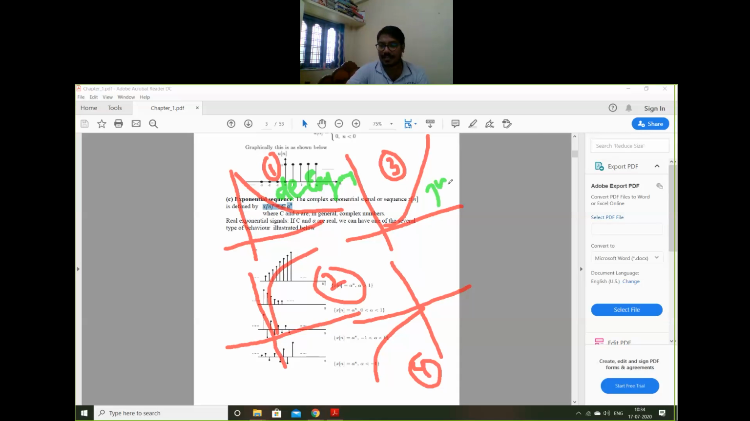Exponentially increasing. So this is called exponentially decaying. This is called exponentially increasing. This is also exponentially increasing, and this is also exponentially increasing. But the position is different. This one I started from 0. This one I started from some infinity, ending at 0. And this I started at 0, ending at some infinity. This is an example of Corona.